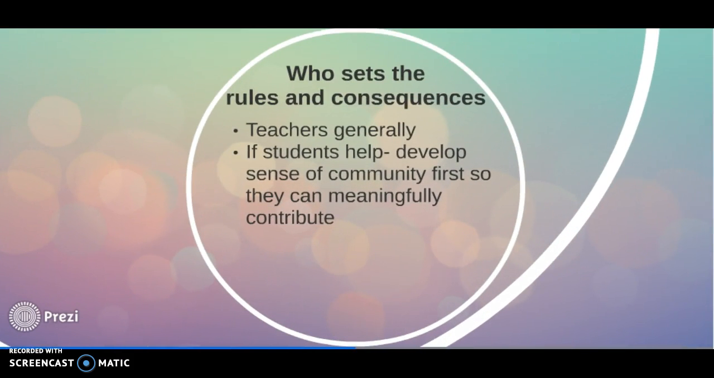Who sets the rules and consequences? In most classrooms, teachers generally will set the rules, but in some cases, teachers will allow students to help decide what is expected from them. Some teachers believe this is an easier way to keep them accountable for their actions.